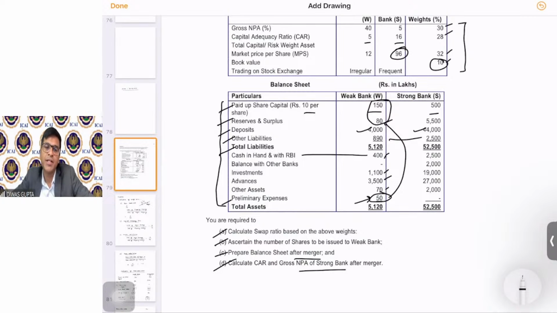Is it cash? Is it balance with other banks? Is it investments? Is it advances? Is it other assets or is it preliminary expenses? Or is it deposits or other liabilities mentioned in the liability side? Very good. I am getting some very good answers. Satish, Gurram Venkat, Suraj, Mohammad Abdul Rahim, all of you are correct. Absolutely correct. This comes on advances.